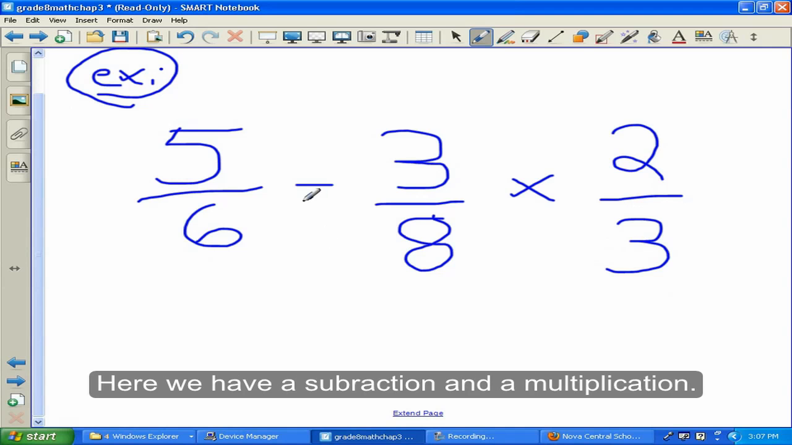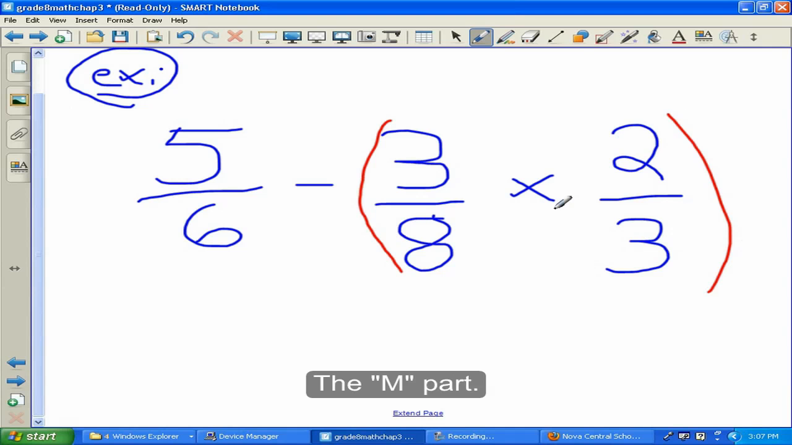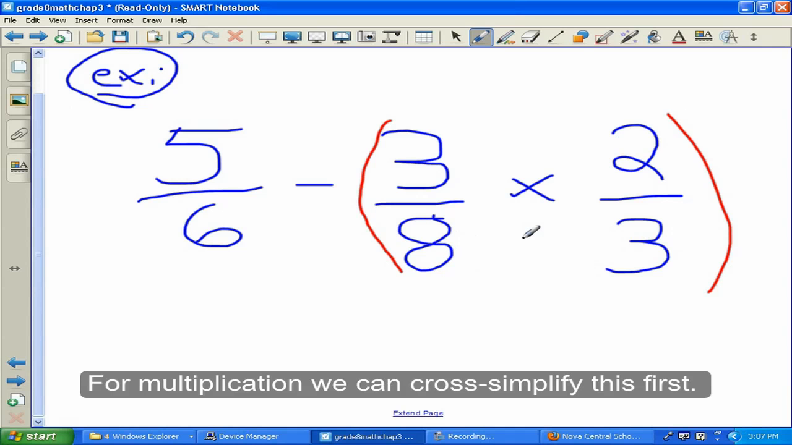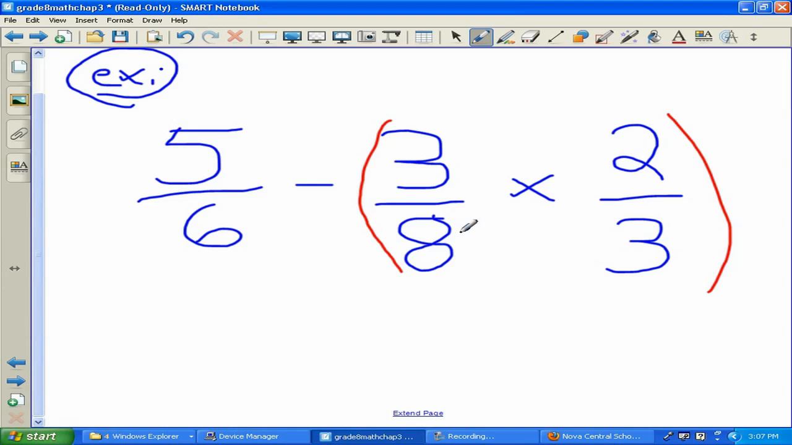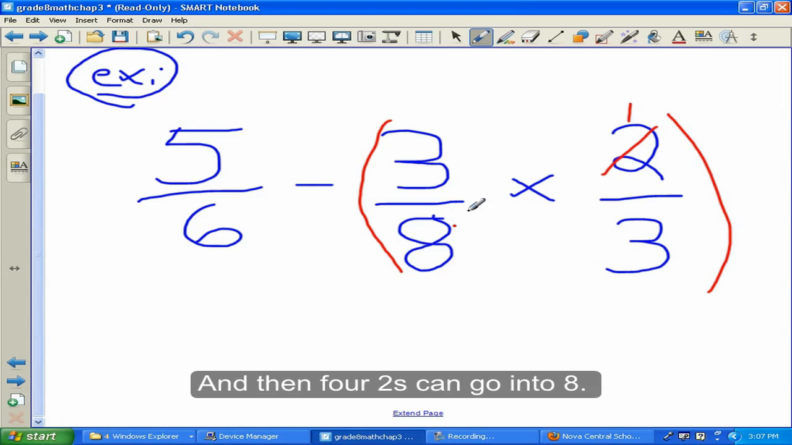Here we have a subtraction and a multiplication. And according to BEDMAS, multiplication comes first, the M part. So let's do this. For multiplication, we can cross-simplify this first. So I'm going to see how many 2's can go into 2? 1. And then 4 2's can go into 8.